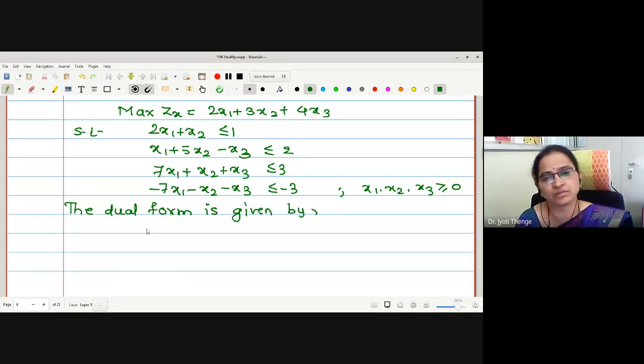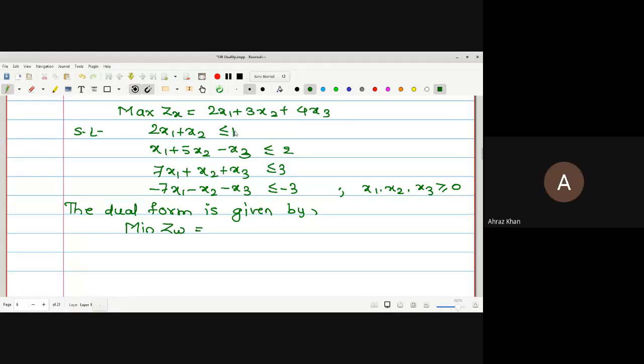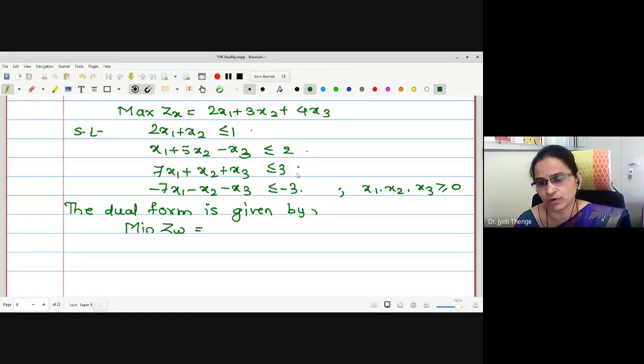How can I write the given dual form? No doubt this is minimize Z_W, because we are going to use new variables called the dual variables. Let me write W variables. What will be my objective function? Which roles were we interchanging? Coefficients of the objective function with the right hand side constants. How many dual variables are required? 4: 1, 2, 3, 4. Good. Therefore, the objective function is 1W1, 2W2, 3W3 and minus 3W4.